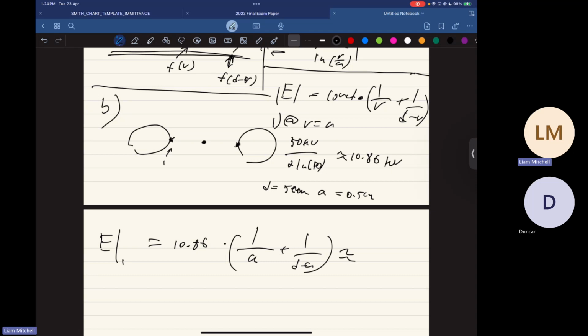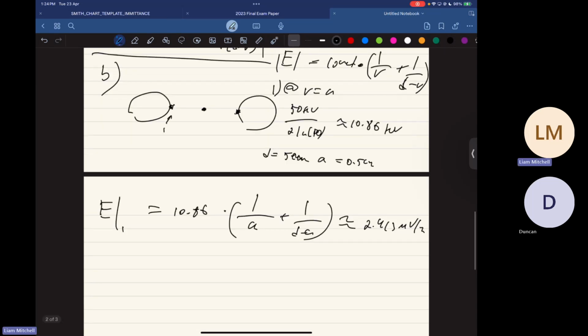which is roughly 2.413 megawatts per meter, right? And it is actually going to be the same E at point 0.3. At 0.3, we are going to get the same answer. Why? Because the situation is symmetrical, as I said, 2.413 megawatts per meter.